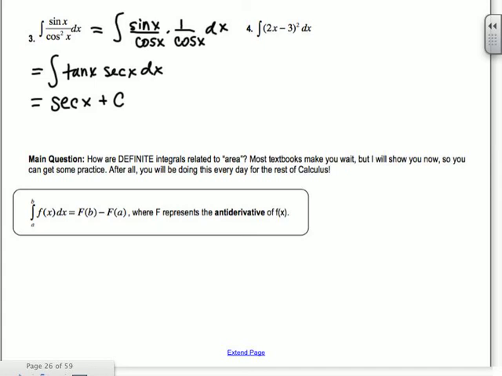So what's the derivative of secant? Secant x. Tangent x, secant x. Yes, that's what we did. We did the antiderivative of secant x tangent x. Okay, got it. All right, how about the next one?